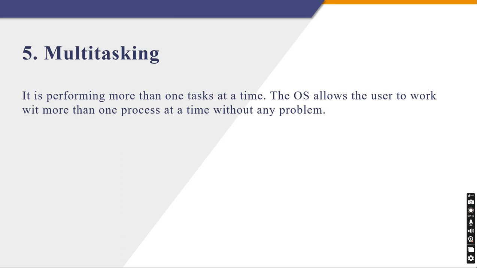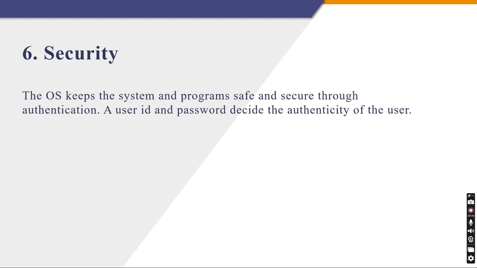Multitasking means at the same time we can do multiple tasks on a single piece, like our mobiles, tablets, laptops, and systems. It is performing more than one task at a time. The operating system allows the user to work with more than one process at a time without any problems. And next one is security. It is another most important part.